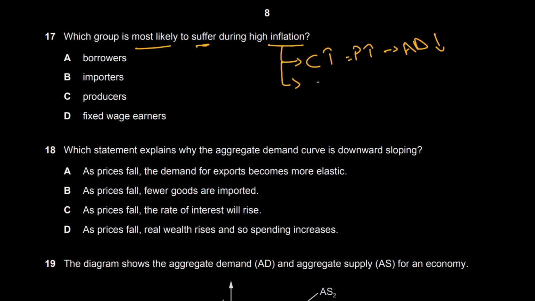While in demand pull inflation, when our aggregate demand rises, this leads to an increase in prices. Borrowers will actually benefit from high inflation, as the real value of money will decrease. Hence they will have to pay less money than before. Importers too will benefit from high inflation, as the domestic prices will rise in both types of inflation, and hence people might shift to imported goods.